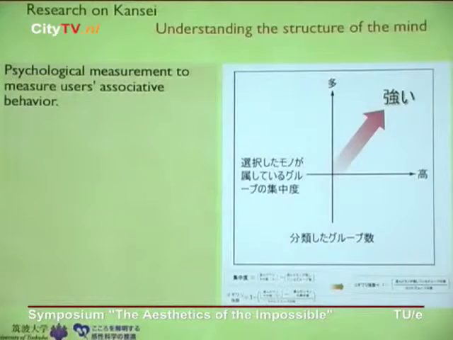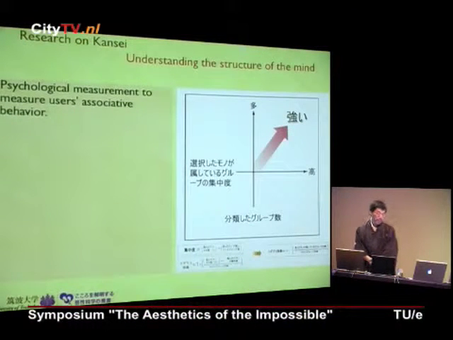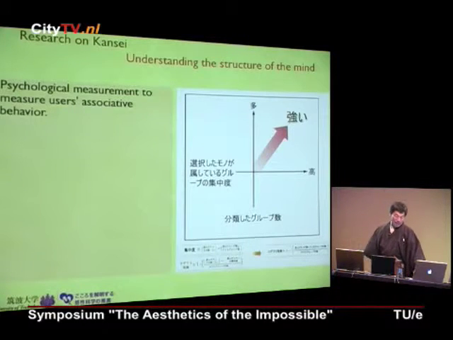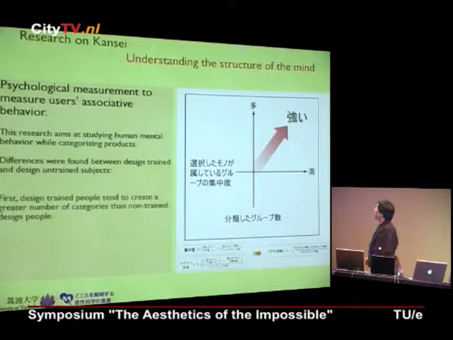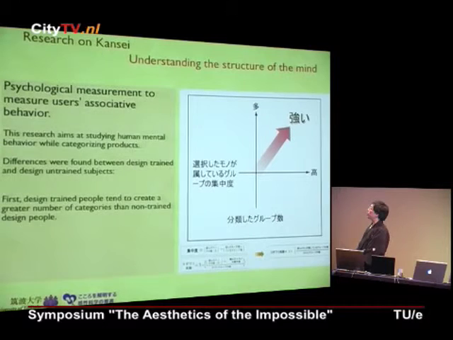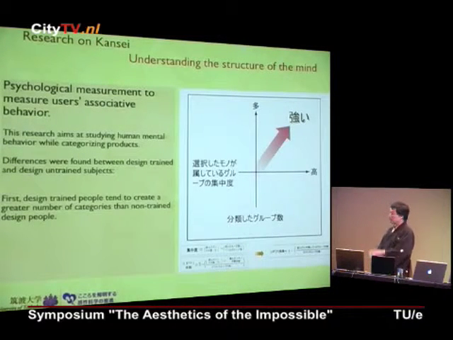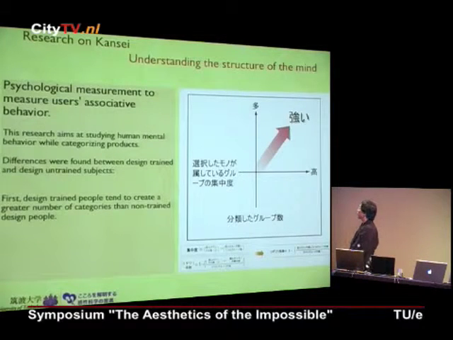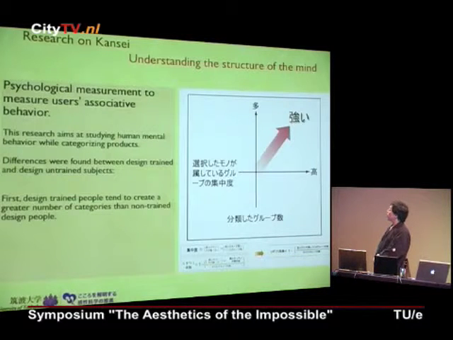Another one is the understanding of the structure of the mind. In this experiment, we also used design-trained and untrained people. This is the connection to design research: psychological measurement to measure user-associated behavior. The research aims at studying human mental behavior while categorizing products. In this case, we prepared pictures and asked the subjects to categorize them, and differences were found between the design-trained and design-untrained subjects.